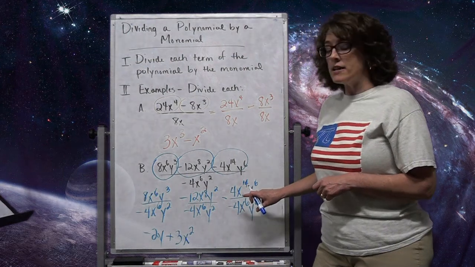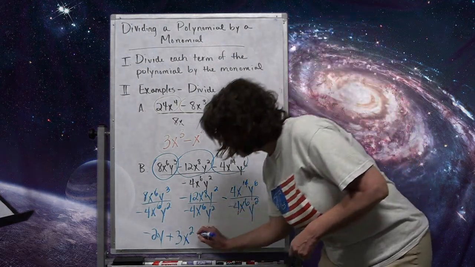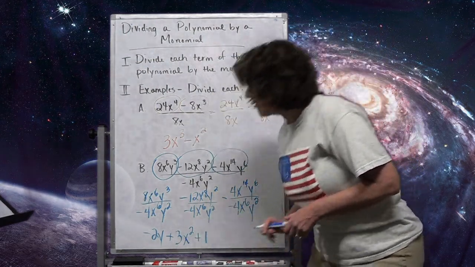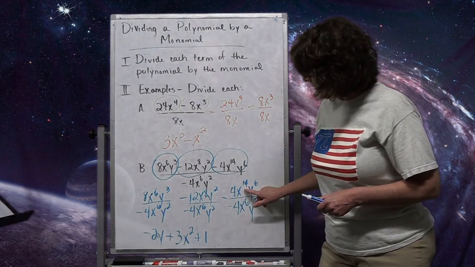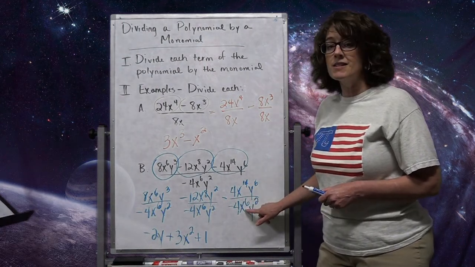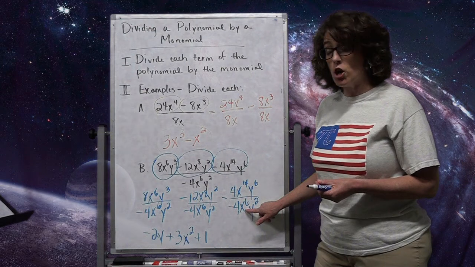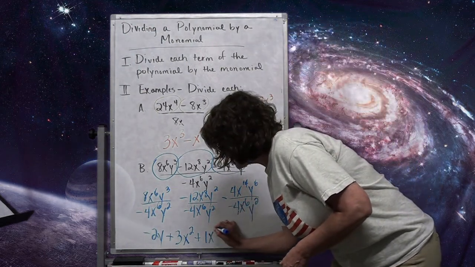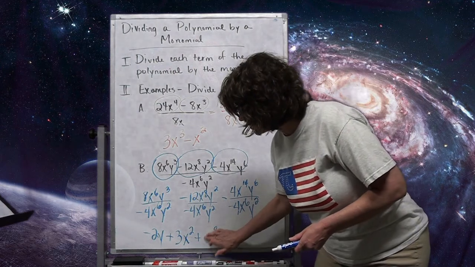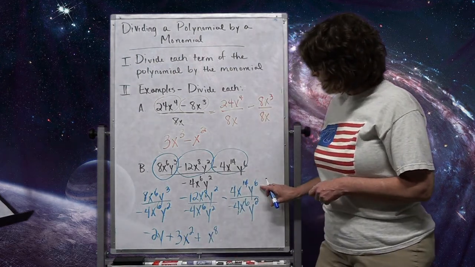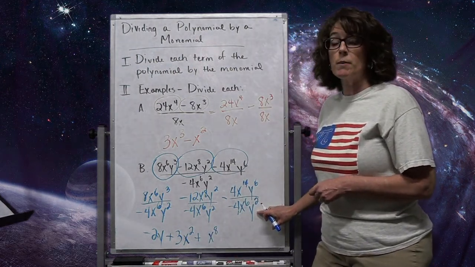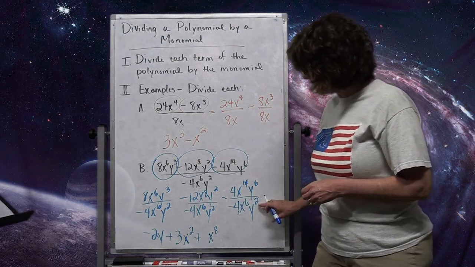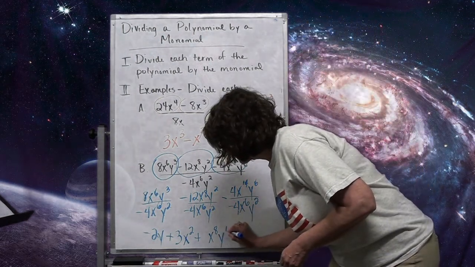And then in the last term, negative 4 divided by negative 4 is a positive 1, and that's my coefficient. And an x to the 14th divided by an x to the 6th, I will subtract those exponents, top minus bottom. 14 minus 6 is 8, so I get an x to the 8th. And like we said before, I don't need to show that coefficient of 1. And then y to the 6th divided by y squared, I'm going to subtract those exponents. 6 minus 2 will give me a 4.